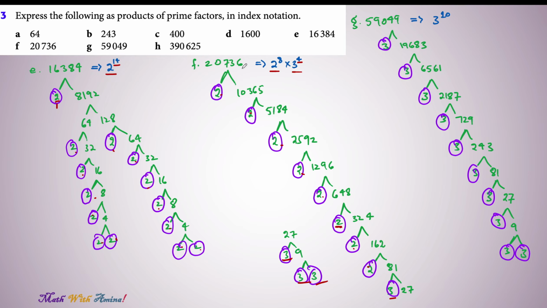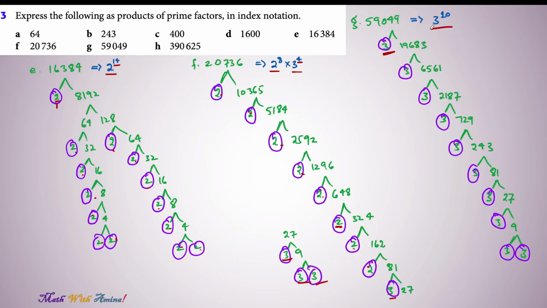Then we have 59,049. Yes, so now in order to write it in the index notation, we have to express it as a product of prime factors. I have utilized the tree diagram. Once the number is expressed as a product of prime factors, then we identify the prime numbers in the prime factors. Then we see in here it is the prime number 3, which is appearing in repeated multiplication. Once we know which number it is, that serves as the base in the index notation.